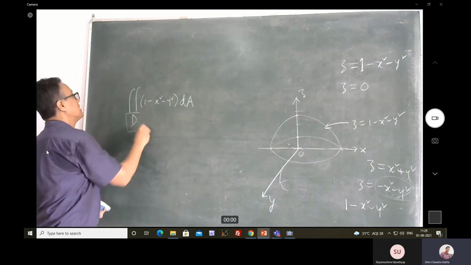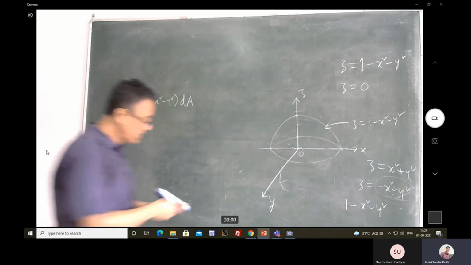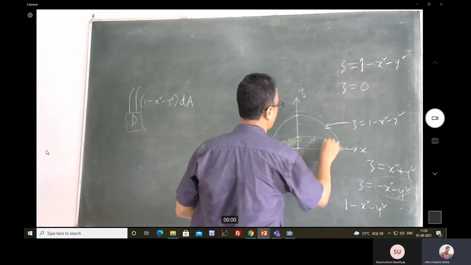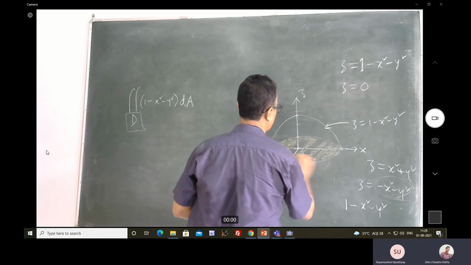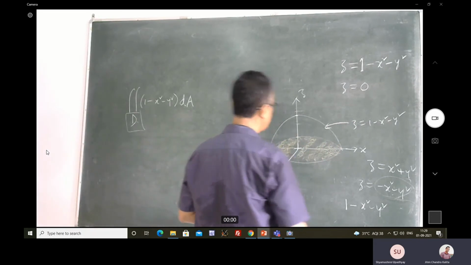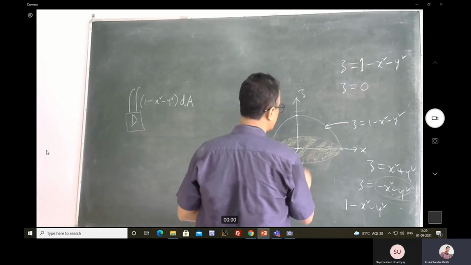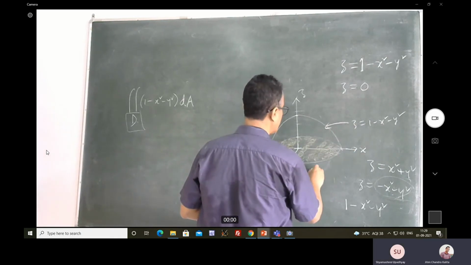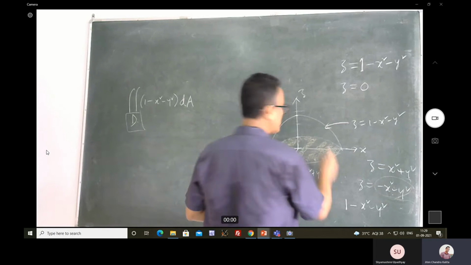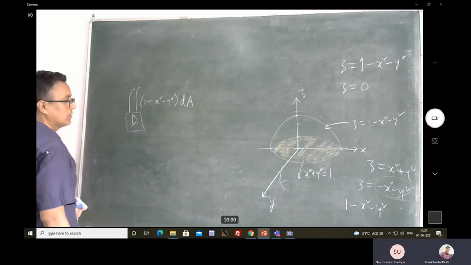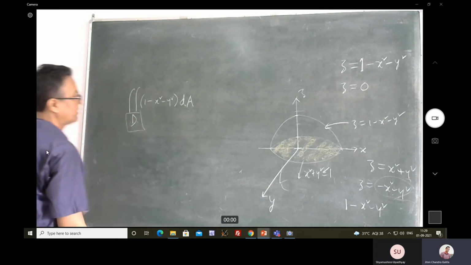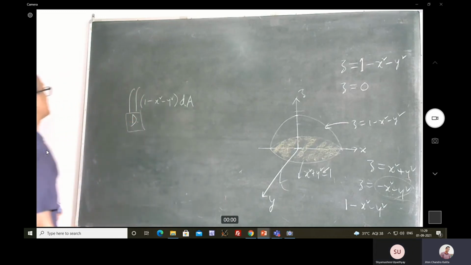So now you have to find out this region D. Now you see that region D is nothing but this shaded portion. A disc. Yeah, it is a disc, right? And this disc is nothing but what? When z equal to 0, it is x squared plus y squared less than or equal to 1. Less than or equal to 1, because exactly equal to 1 will represent simply the perimeter. Okay, fine.